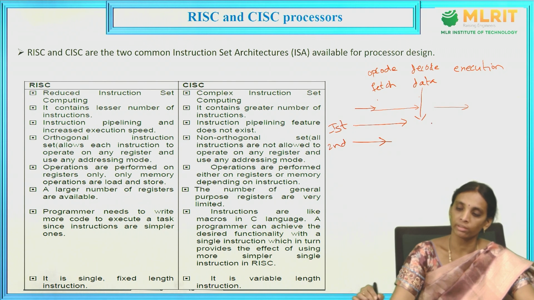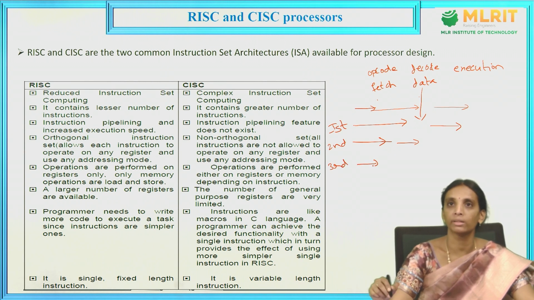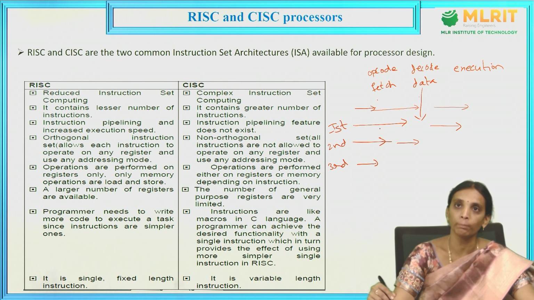So while the first instruction moves to the execution, the second instruction moves to the decode stage, and the third instruction will start fetching the opcode. So in this way, a number of instructions are executed in parallel. This is called the pipelining process. This will be implemented in RISC processors.